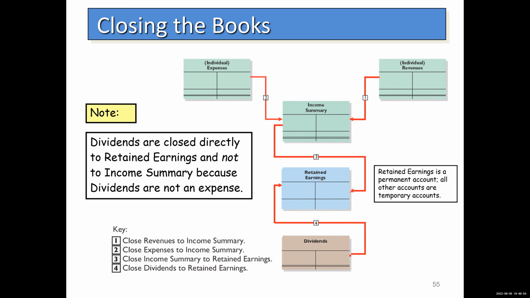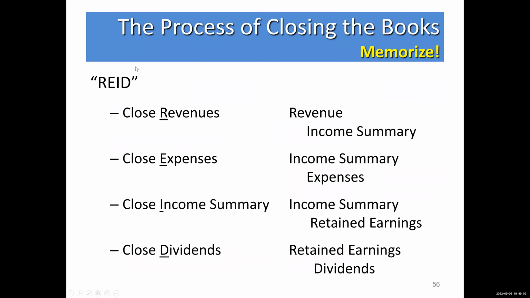And you're thinking, man, that's pretty intense. Well, let me tell you a way to really remember this. Remember the slogan, READ, R-E-I-D. So R stands for close revenues. So remember, revenue has a credit balance. So how do you get rid of the revenue? By debiting it. And where do you put it? In the income summary.